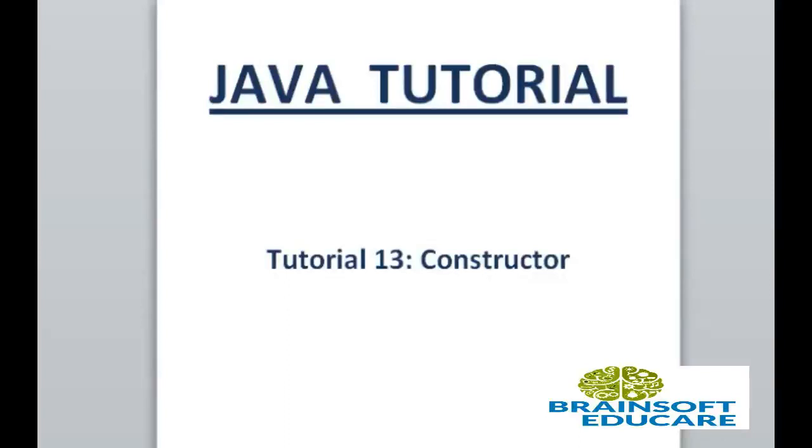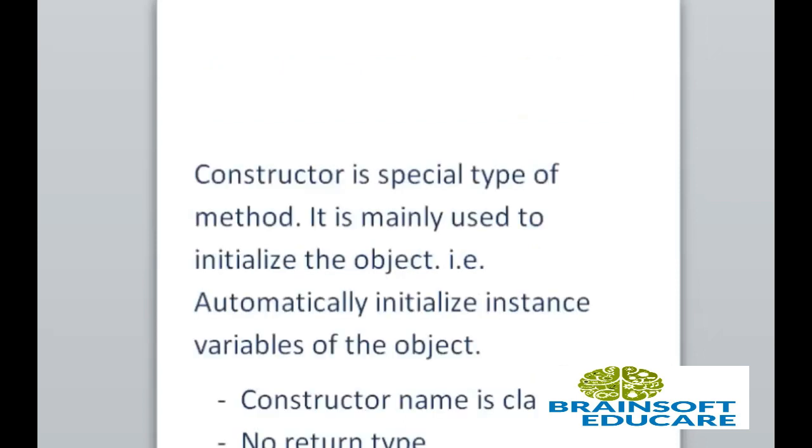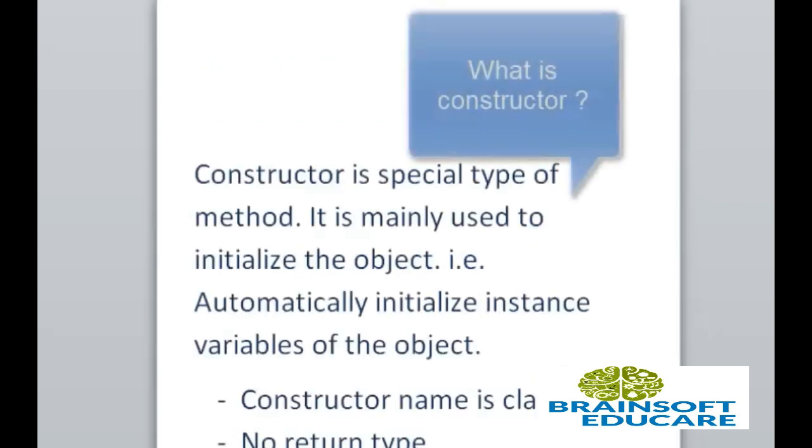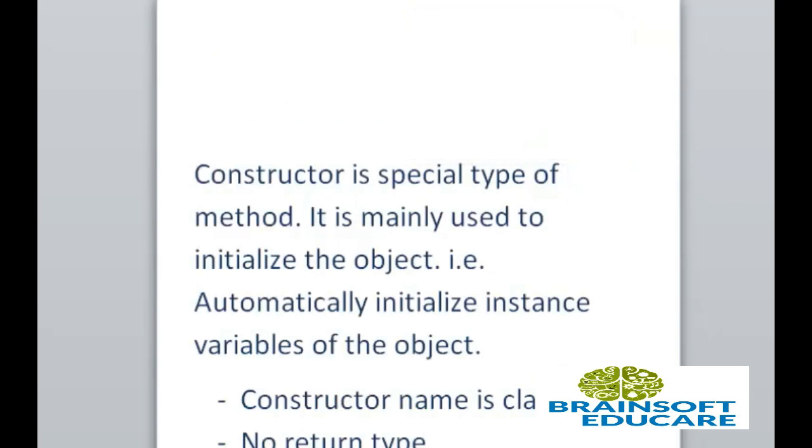In the previous tutorial we already studied the class, creating objects and the use of methods. In this tutorial we are going to study the constructor. First of all, what is a constructor? It is a special type of method. It is mainly used to initialize the object, which means it automatically initializes the instance variables of the object.